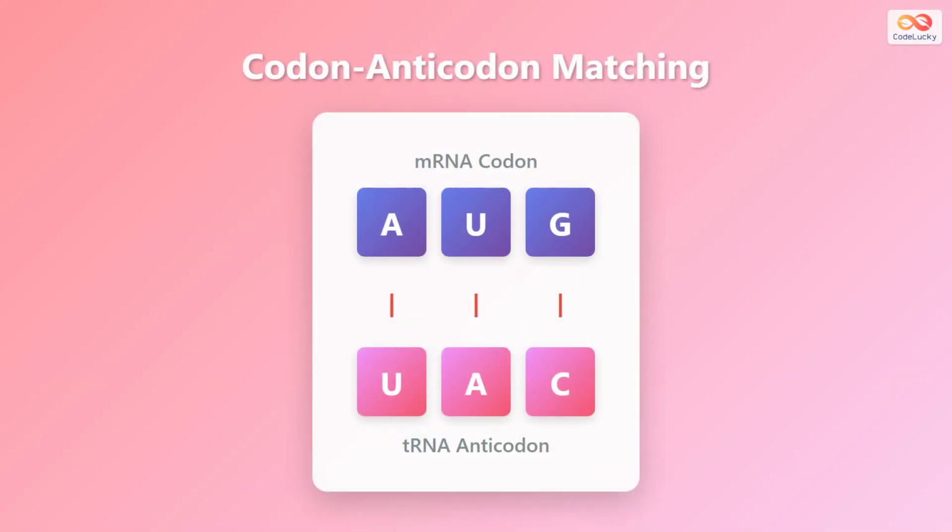Let's look at a specific example of how codon-anticodon matching works. If the mRNA has a codon with the sequence AUG, the corresponding tRNA anticodon will have the sequence UAC. Notice how each base pairs according to the complementary rules: A pairs with U, U pairs with A, and G pairs with C. This precise matching ensures that the tRNA carrying the correct amino acid for that specific codon binds to the mRNA.